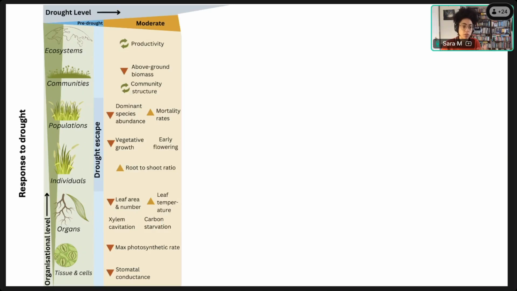So you can get shifts in productivity at the ecosystem level, and then in populations you get an increased mortality. As we go down, you get differences in root to shoot ratio, for example. And if we're going right to tissues and cell level, you get a decrease in stomatal conductance. So these are just some examples of the symptoms of moderate drought stress.